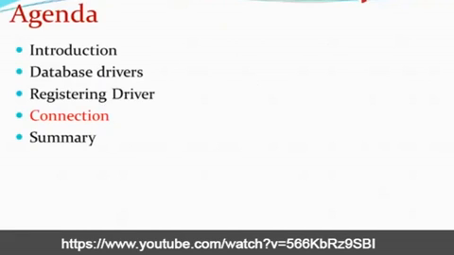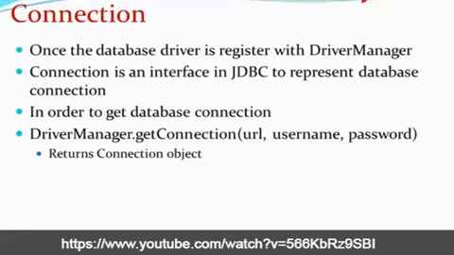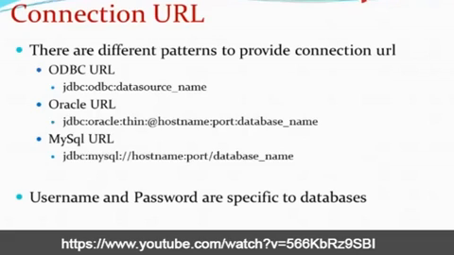Connection. Once the database driver is registered with the driver manager, the getConnection method is used to obtain a connection object. The connection URL, username, and password are supplied to the getConnection method of the driver manager.